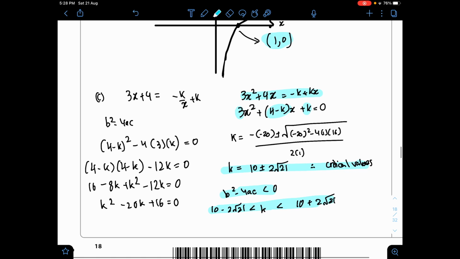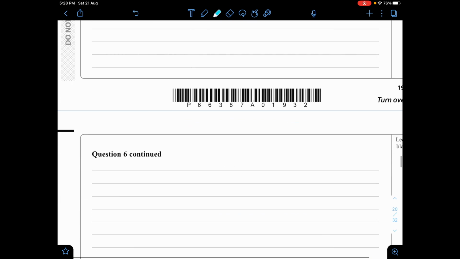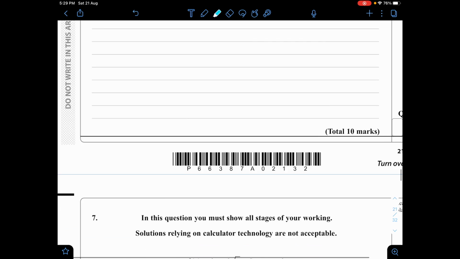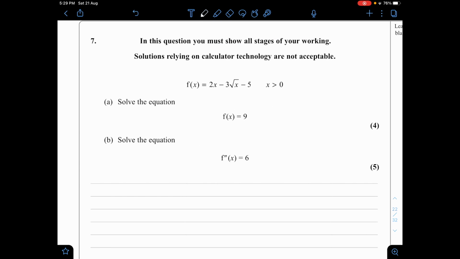So let's move on to question number 7. We have f of x equals 2x minus 3 root x minus 5. We have to solve the equation f of x equals 9. So let's do that. That will be f of x equals 9, so 2x minus 3 root x minus 5 equals 9.